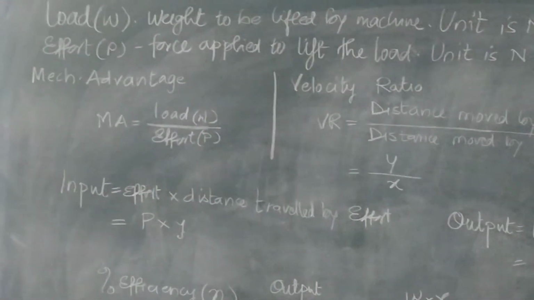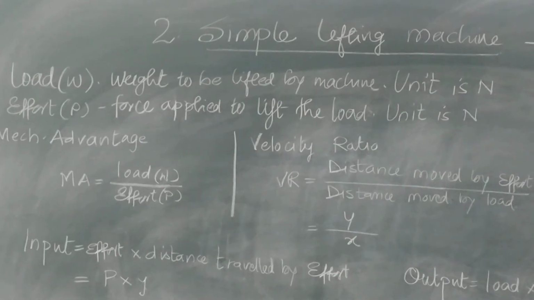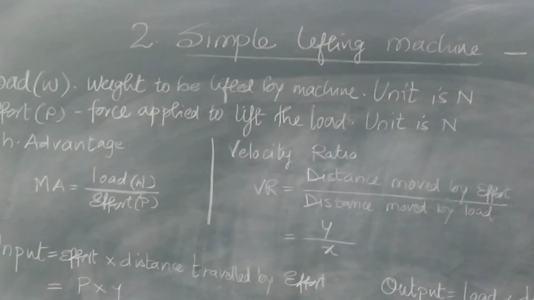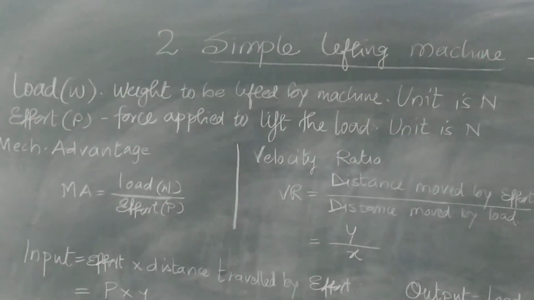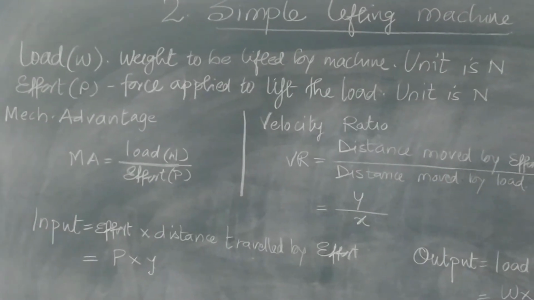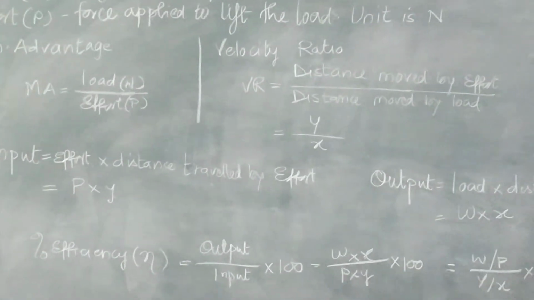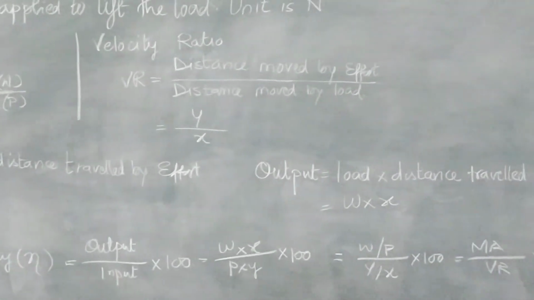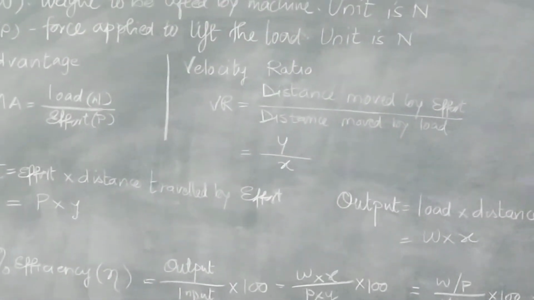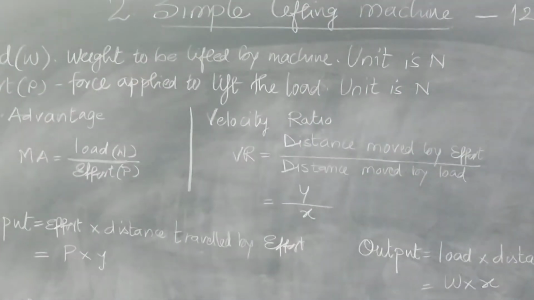So, now let us prepare a list of formulae for chapter number 2. I think at least 20 to 30 formulae are there in chapter number 2. So, let us start with mechanical advantage, velocity ratio, W upon P, Y by X, efficiency, percentage efficiency, output by input, and MA upon VR into 100. So, let us make this list of formulae which will be helpful for you to solve numericals.